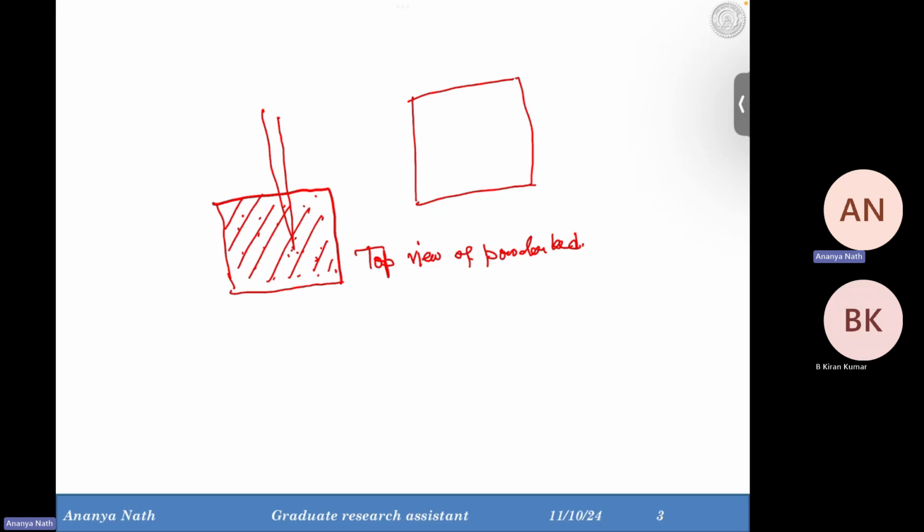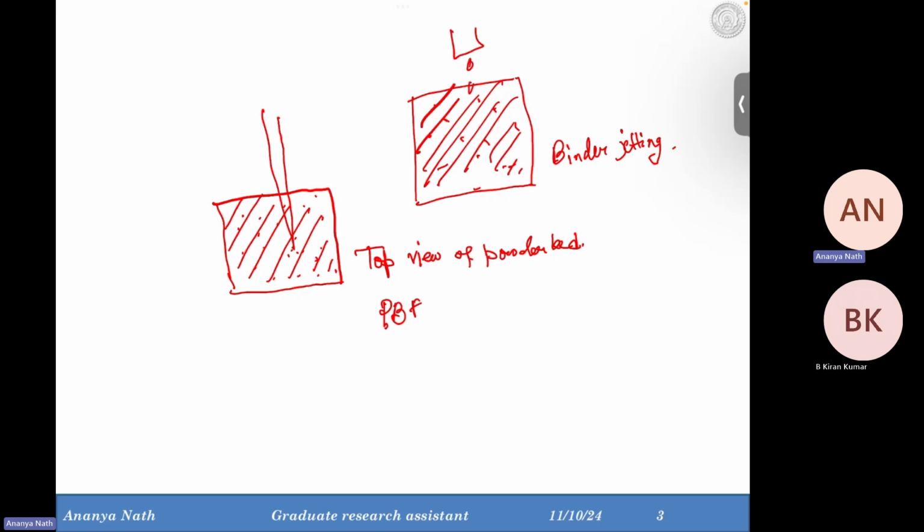At the same time, if I talk about binder jetting, powders are spread over the build plate, and then from the head the binders come. The binders get deposited over the build plate at those positions where the part needs to be built. Wherever it is required, droplets of binder will come and get deposited over the build plate. And this is how binder jetting works.